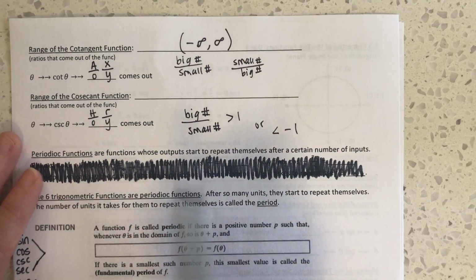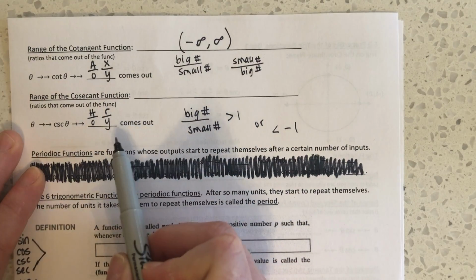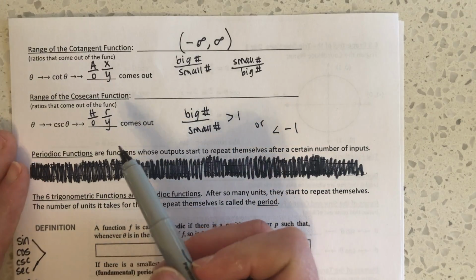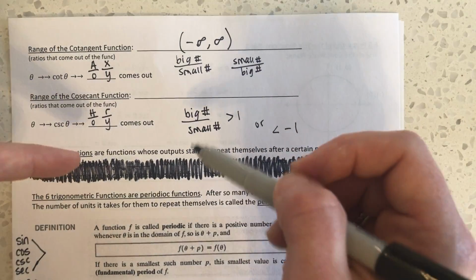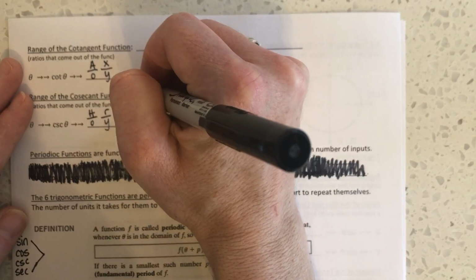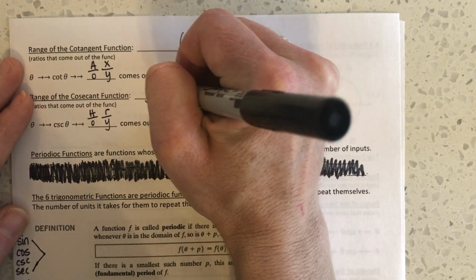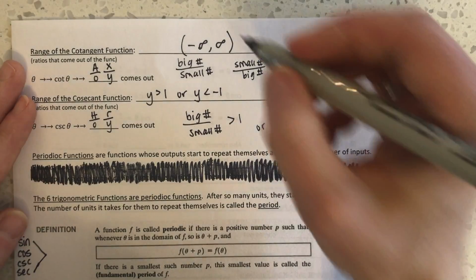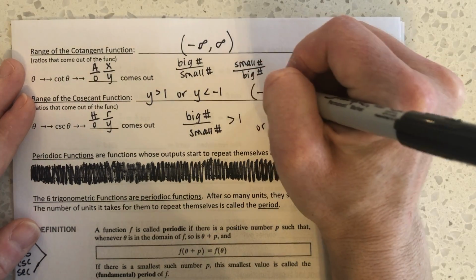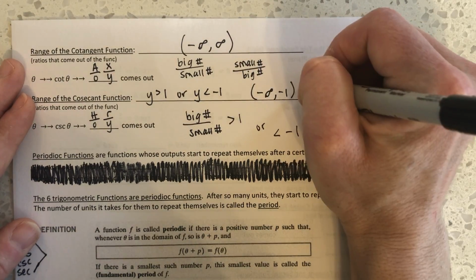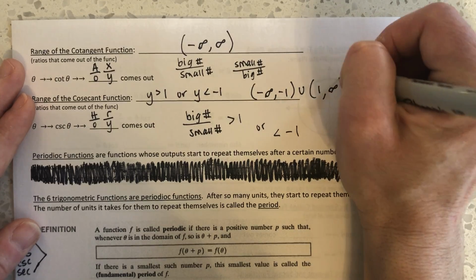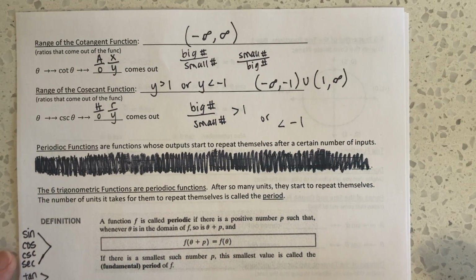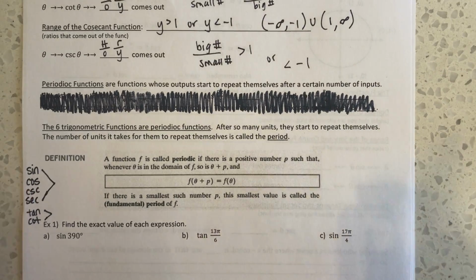So the range of all of these ratios are numbers that are bigger than 1 or less than -1. So the y values that live on its graph, the ratios that come out, will either be a number bigger than 1 or a number smaller than -1. So its range will be, in interval notation, -infinity to -1, union 1 to infinity. Okay? All right, perfect.